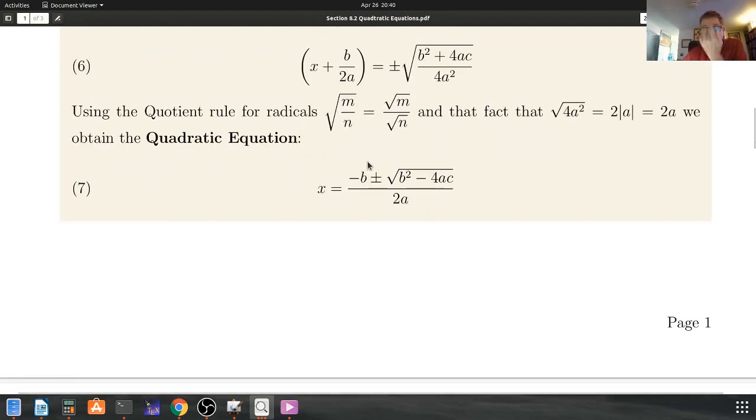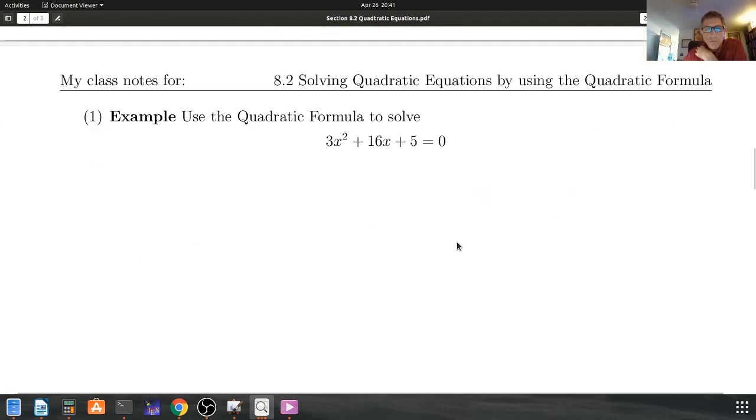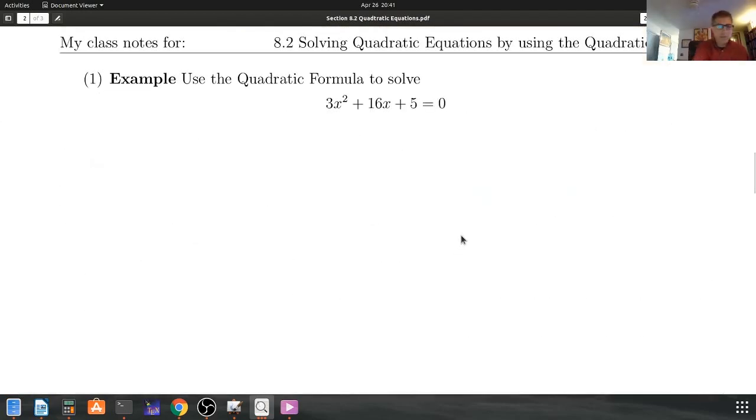And this is the quadratic equation, or sometimes called the quadratic formula. And the quadratic formula can be used for any quadratic equation. So this should be memorized if you don't already have it memorized. X is equal to minus b plus or minus the square root of b squared minus 4ac, all of this under the radical, divided by 2a. So we're going to use the quadratic equation to do a few formulas.